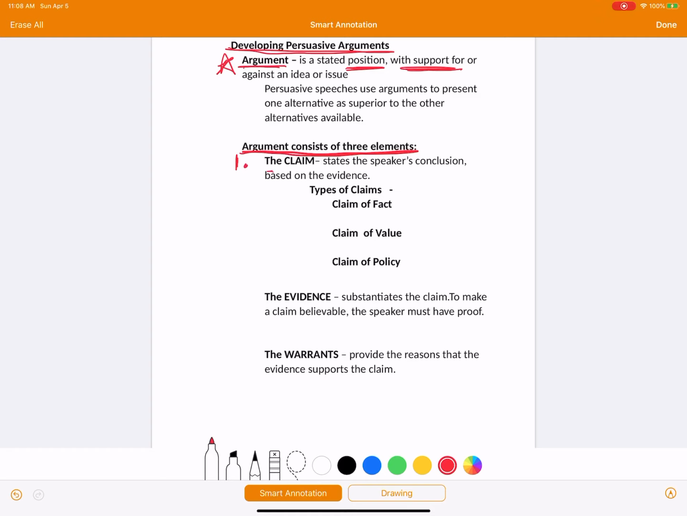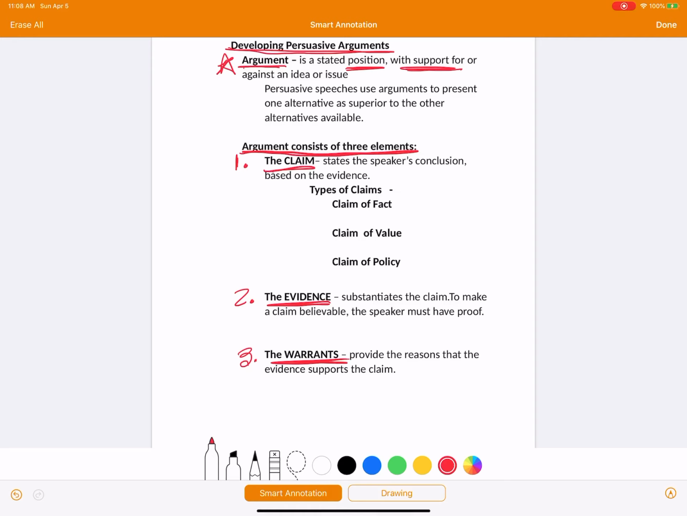Number 1 is the claim. Number 2 is the evidence. And number 3 is the warrant. All right, we're going to start with the claim first and talk about the different types of claims, then move down to discuss evidence and also your warrant.